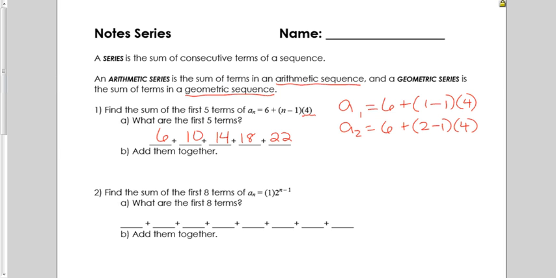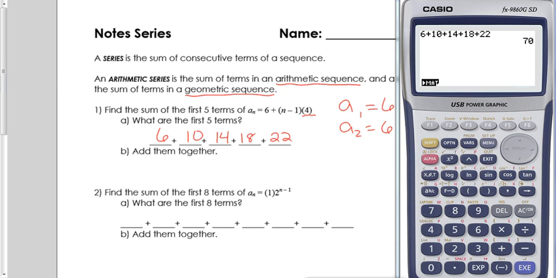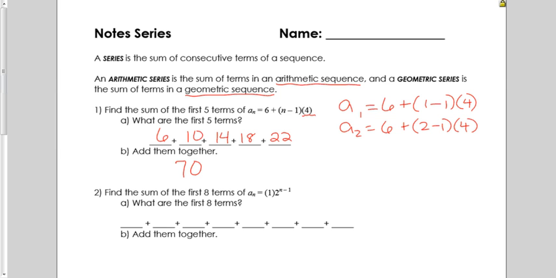Part B says now add them together. That's the sum of the series. If I literally just took these and added them up on my calculator, I get 70. Then 70 is the sum of the series.